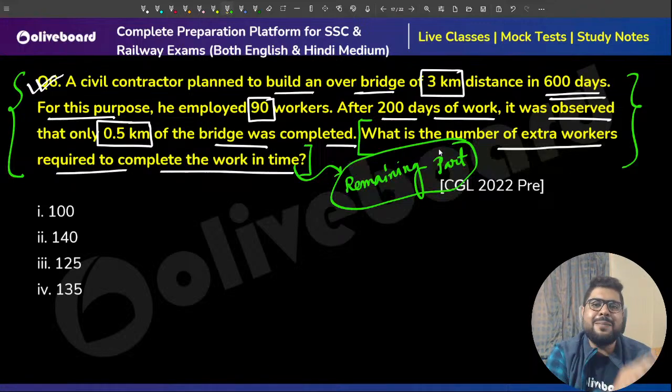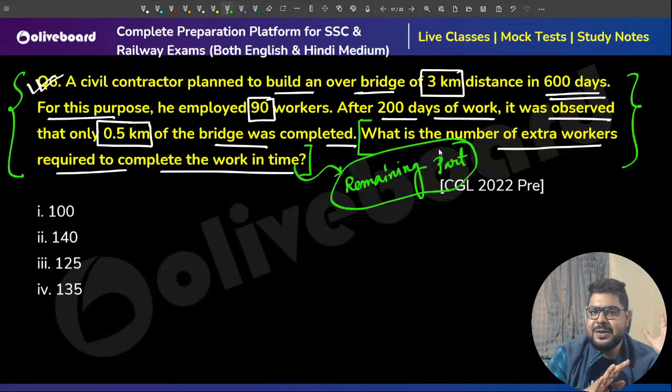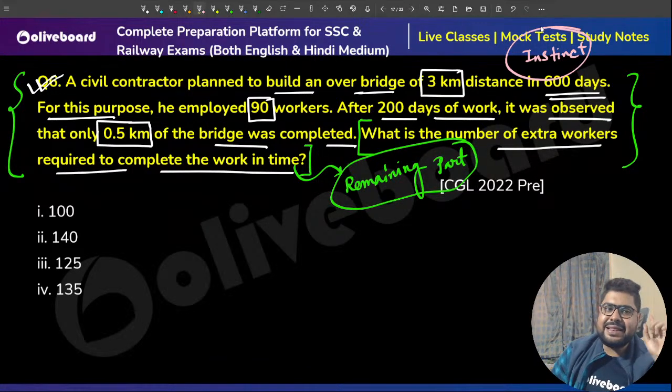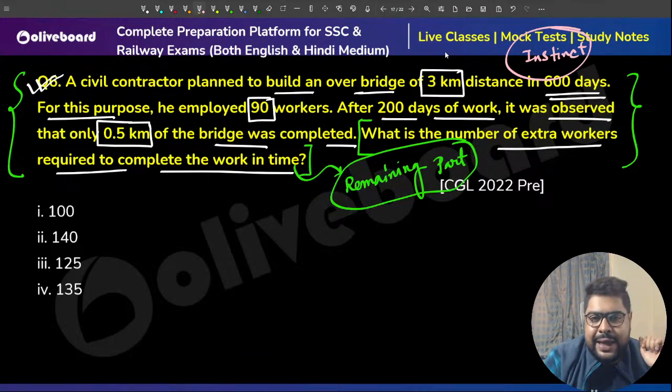Whatever is completed is completed. No worries. We need to focus on the remaining part. Understand this. This is the instinct that you guys need to develop. Perfect, everyone.